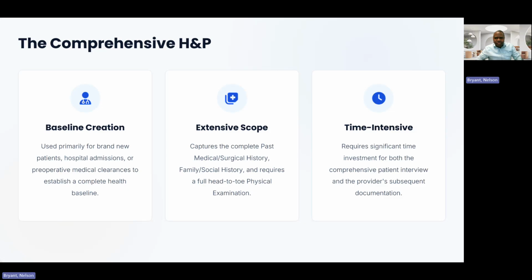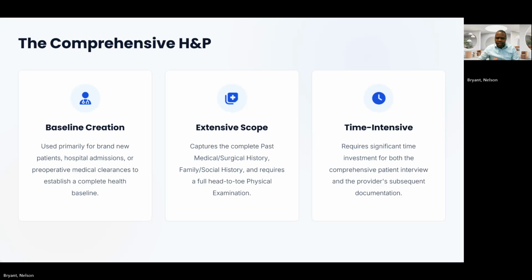So let's take a look at the comprehensive history and physical, which is your baseline document. It's very extensive. It covers every aspect of the patient's medical history, family history, and your full head-to-toe review. If you are doing your wellness exams, this is your charting template that you have to use, the comprehensive H&P.